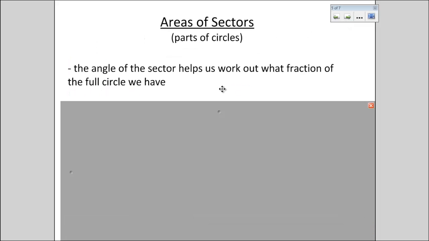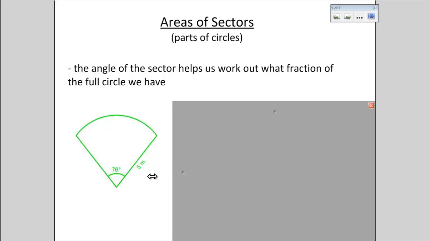Okay, looking particularly at areas of sectors, parts of circles. So this is something that you may not have come across before, okay? The angle of the actual sector helps us to work out what fraction of the full circle we have. So this is what a sector looks like. You might have heard it referred to as a piece of pie. So this sector angle in here is 76 degrees, and that's going to help us work out the area of this part of the circle.